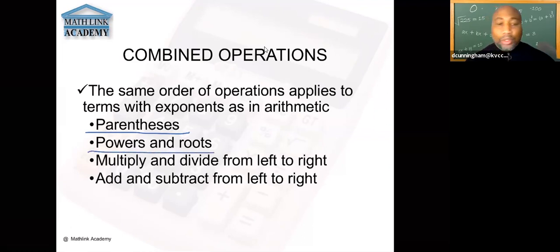That's our second thing when we see an expression we need to simplify. Number three, we're going to do multiplication and division from left to right. They have an equal weight. And the same thing for number four: adding and subtracting is the very last thing we're going to do when we have expressions from left to right.